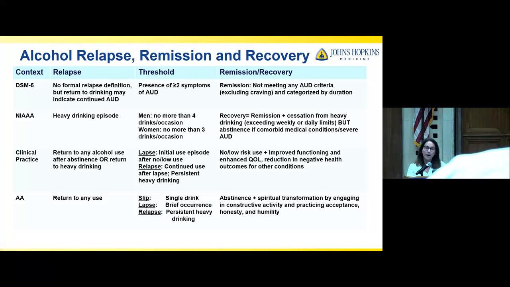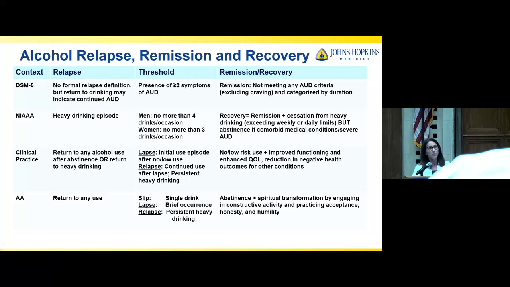So for the DSM-5, relapse is symptom-based, and I'm going to focus now on the third column, which is remission and recovery. So remission is not meeting any criteria, except excluding craving. You can have one symptom, but excluding craving. Whereas the National Institute on Alcohol Abuse and Alcoholism defines recovery as remission plus cessation from heavy drinking.